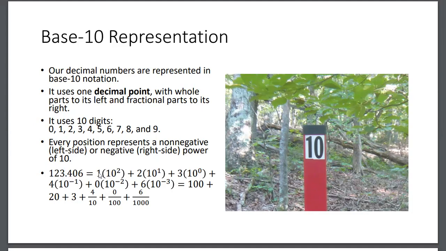123.406 is 1 times 10 squared plus 2 times 10 to the first power plus 3 times 10 to the 0 power. By the way, anything to the 0 power is 1 by definition. Plus, now we're on the other side of the decimal point, 4 times 10 to the -1 plus 0 times 10 to the -2 plus 6 times 10 to the -3. Writing out what each of those are equal to, this becomes 100 plus 20 plus 3 plus 4 tenths plus 0 hundredths plus 6 thousandths. That's the meaning of this succinct decimal notation.